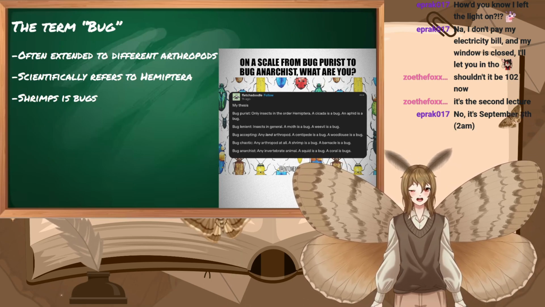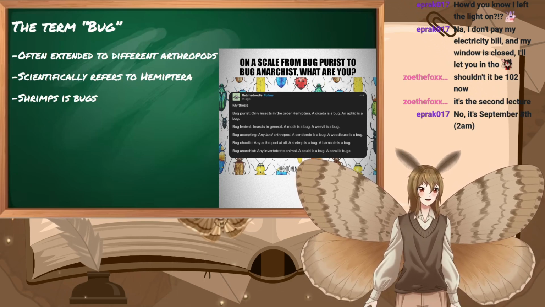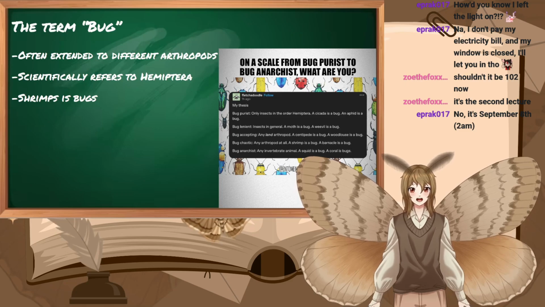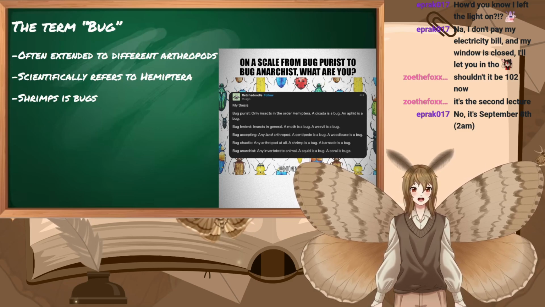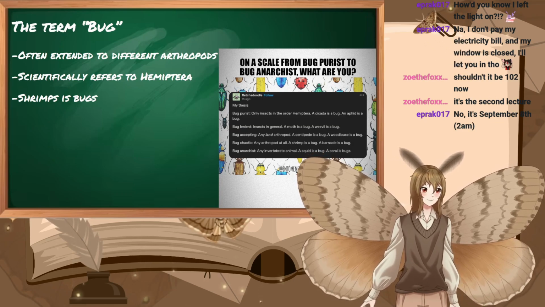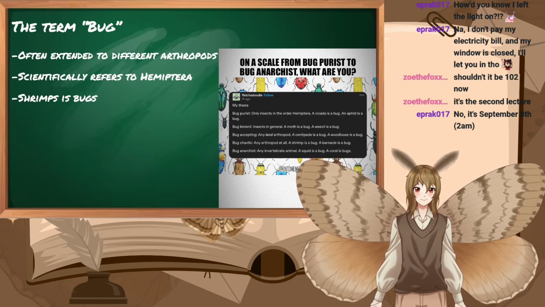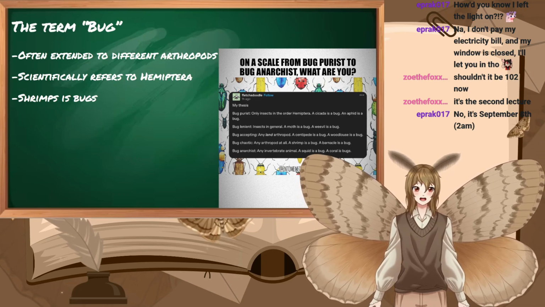Bug chaotic would be all arthropods are insects or bugs, which means shrimp is bugs, barnacles bug. There are a lot of arthropods that do not resemble what you would consider an invertebrate, and the bug anarchist is any invertebrate animal. A squid, a coral, a snail, a slug. Not insects, not bugs. But if you're a bug anarchist, you could consider them that.